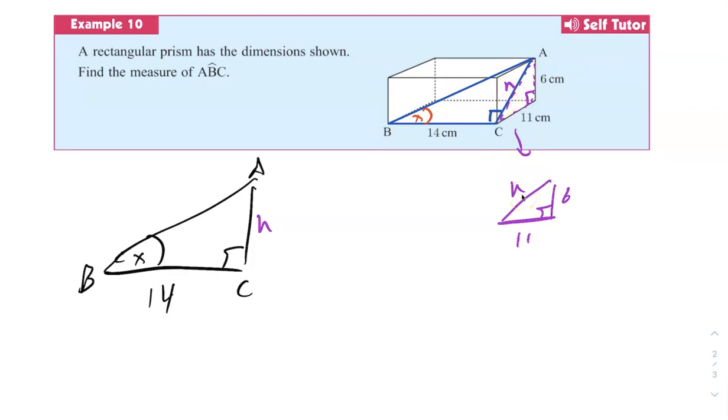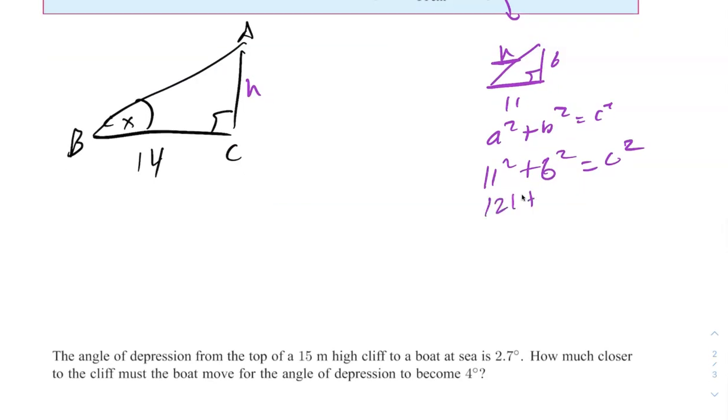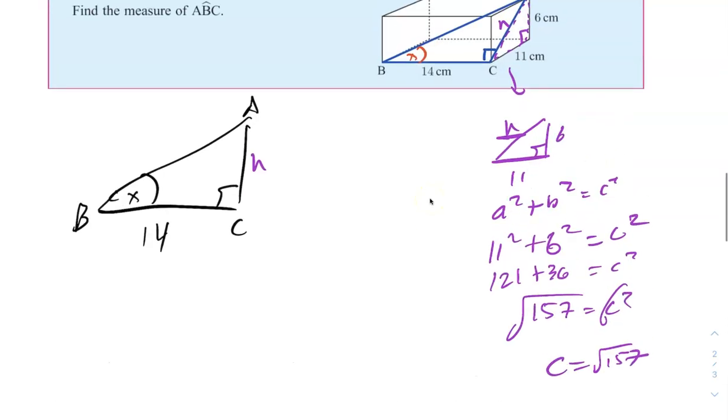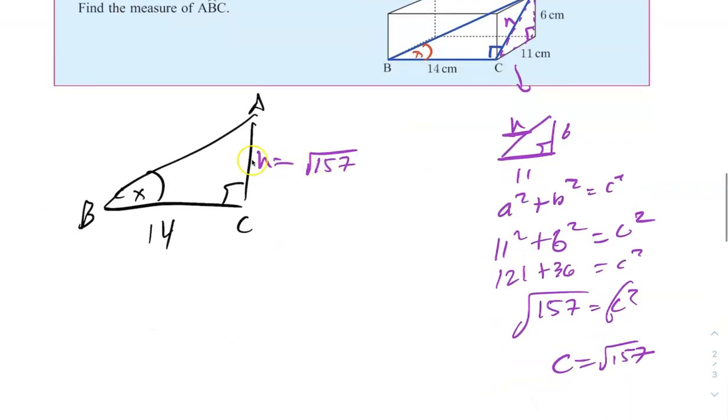So we're going to do a squared plus b squared equals c squared, where again, the only thing that matters is c, the hypotenuse. So we're going to have 11 squared plus 6 squared equals c squared. So I get 121 plus 36 equals c squared. So I get 157 equals c squared. So I'll take the square root of that. So that's what c is, or I should say that's what my height is. Radical 157.